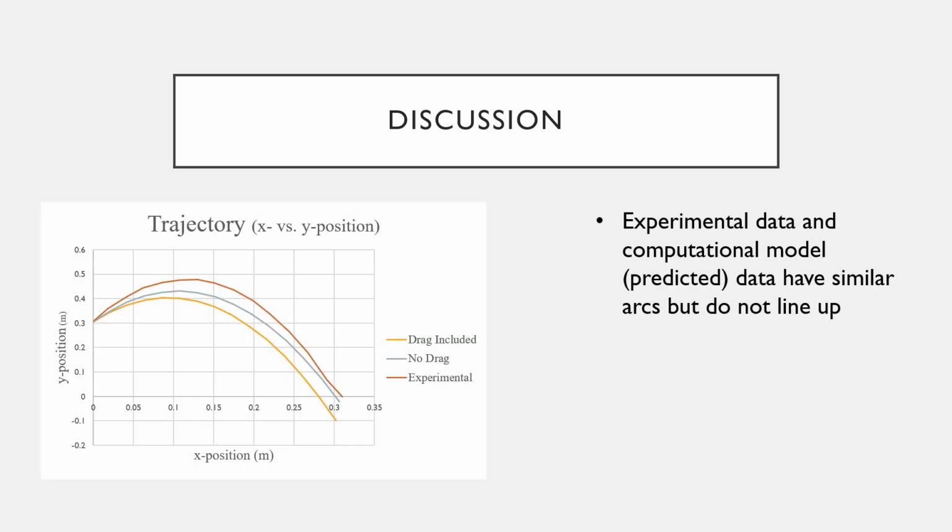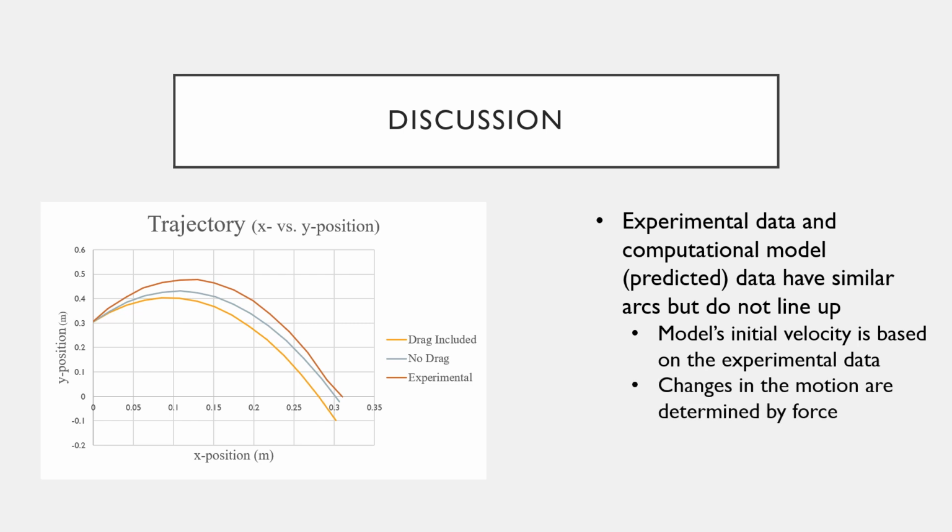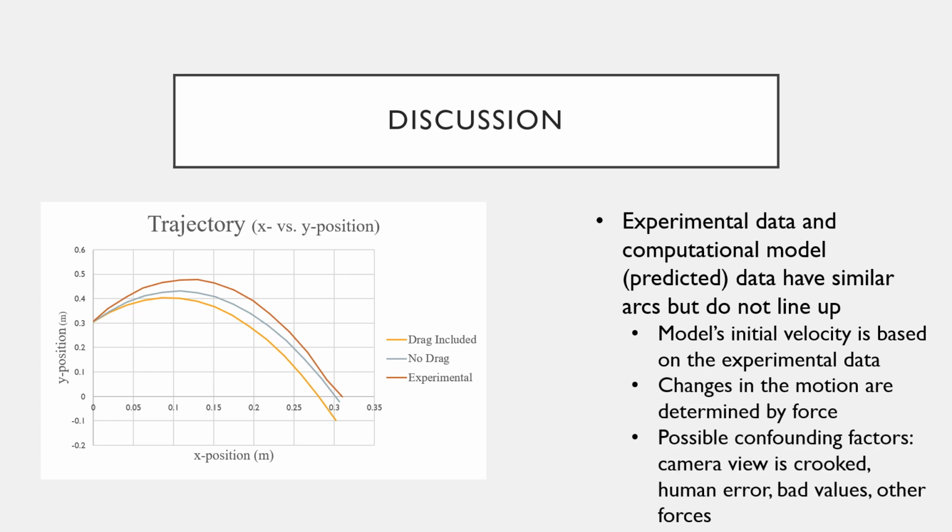All in all, the two datasets' trajectories line up pretty well shape-wise, but both the maximum x and y positions are not as high as in the experiment. The model's initial velocity is taken straight from the experiment, but the rest of the motion is determined purely by the forces applied. This discrepancy could be explained by a bad camera view distorting distance, human error in marking positions, bad values such as incorrect experimental velocities or a suboptimal b value, or even other forces that have influenced the trajectory to be higher in the experiment than is modeled.